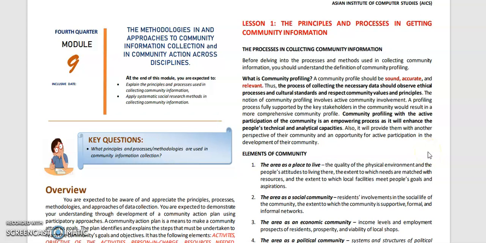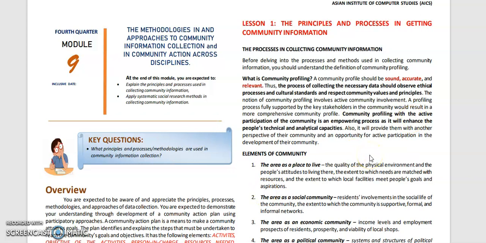A community profile should be sound, accurate, and relevant. Thus, the process of collecting the necessary data should observe ethical processes and cultural standards and respect community values and principles. The notion of community profiling involves active community involvement. A profiling process fully supported by the key stakeholders in the community would result in a more comprehensive community profile.